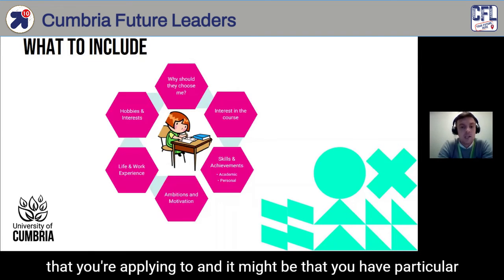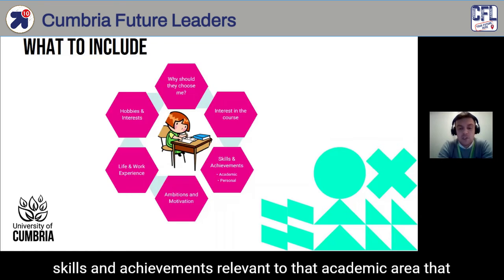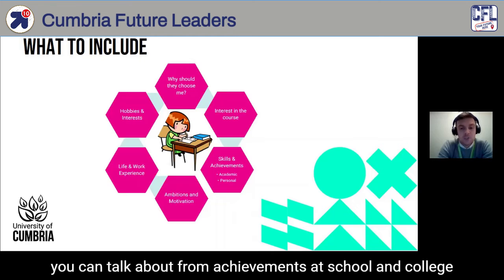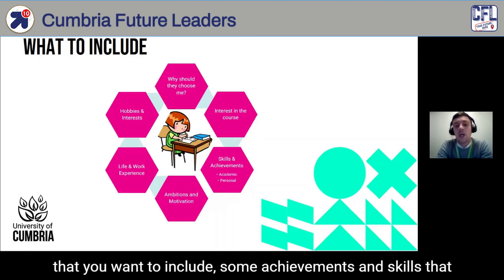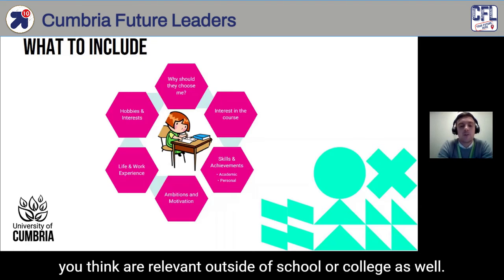And it might be that you have particular skills and achievements relevant to that academic area that you can talk about, from achievements at school and college on your academic courses, but there might also be personal achievements that you want to include. So achievements and skills that you think are relevant outside of school or college as well.